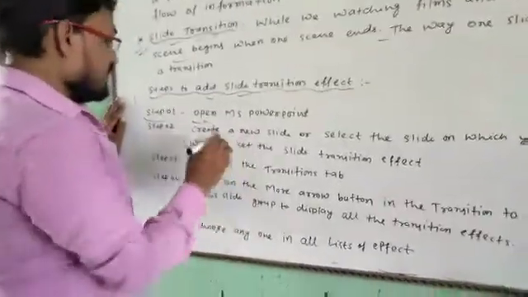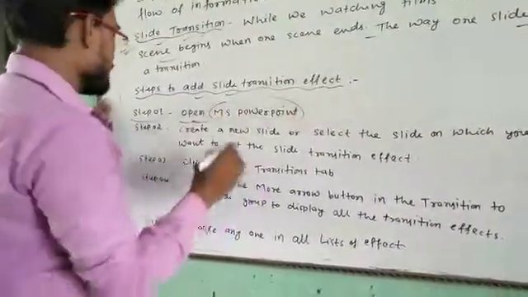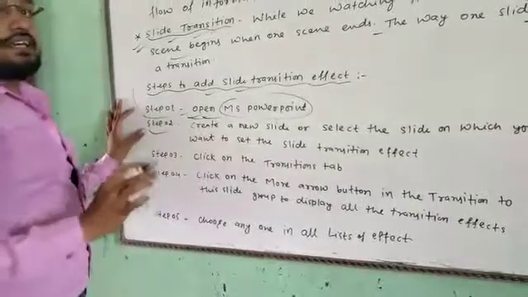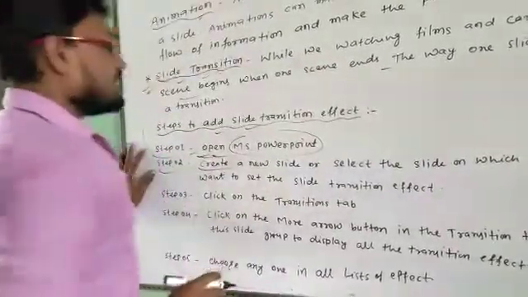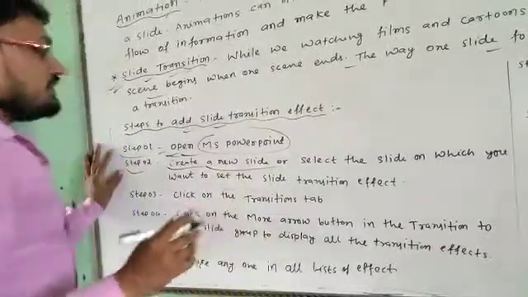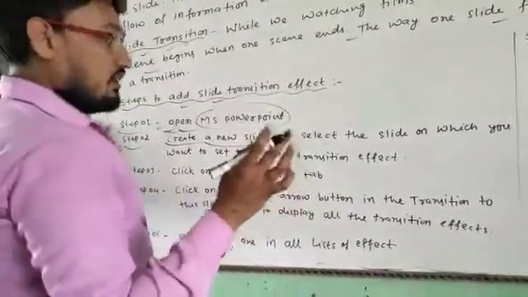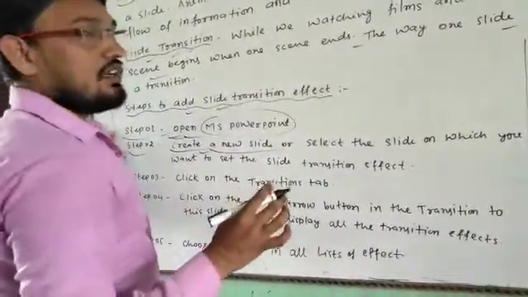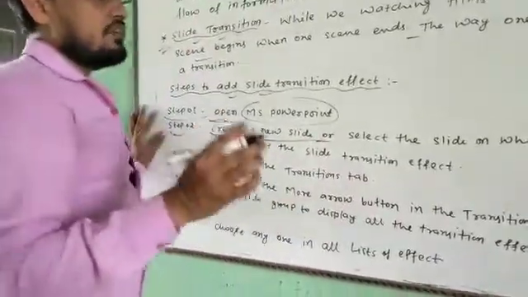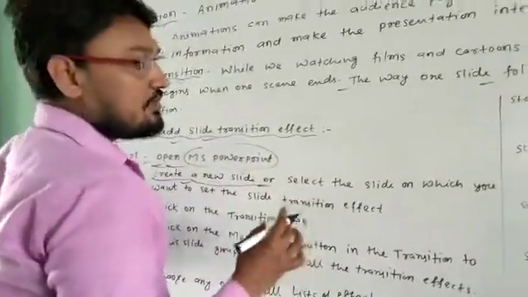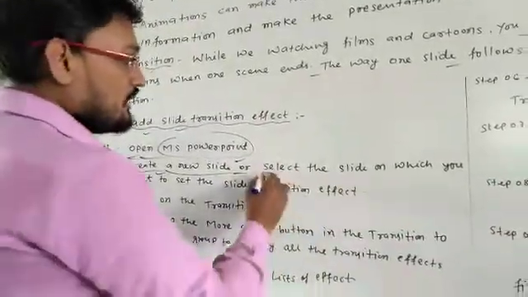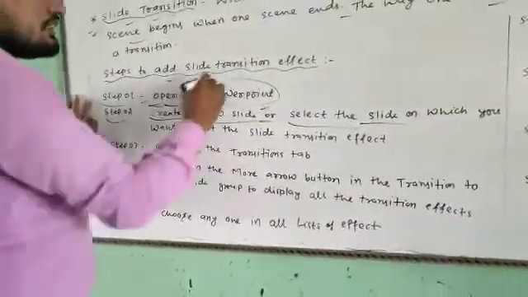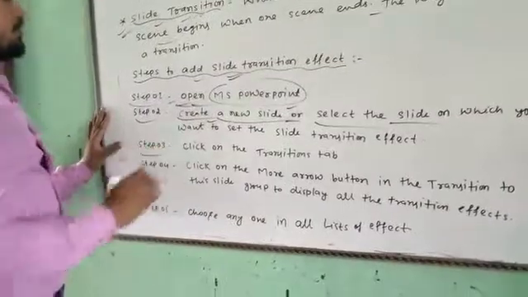Our first step to set the slide transition effects in our slides: first of all, open Microsoft PowerPoint. Then our second step is to create a new slide. If no slides are created, firstly create a new slide. Otherwise, if a slide is already created and saved in PowerPoint, select the slide on which you want to set the slide transitions, and then follow the third step.